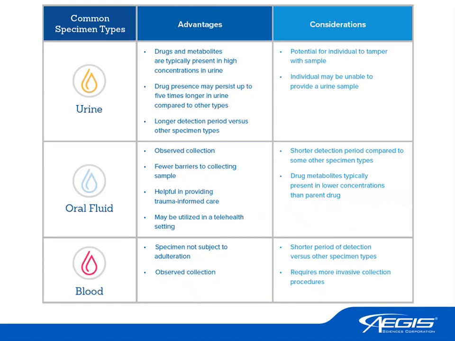Oral fluid testing allows for direct observation of the patient. It eliminates the need for a patient washroom. However, it does have a shorter period of detection than urine. Blood is not subject to tampering but is invasive and unfortunately has the shortest period of detection of these three specimen types.